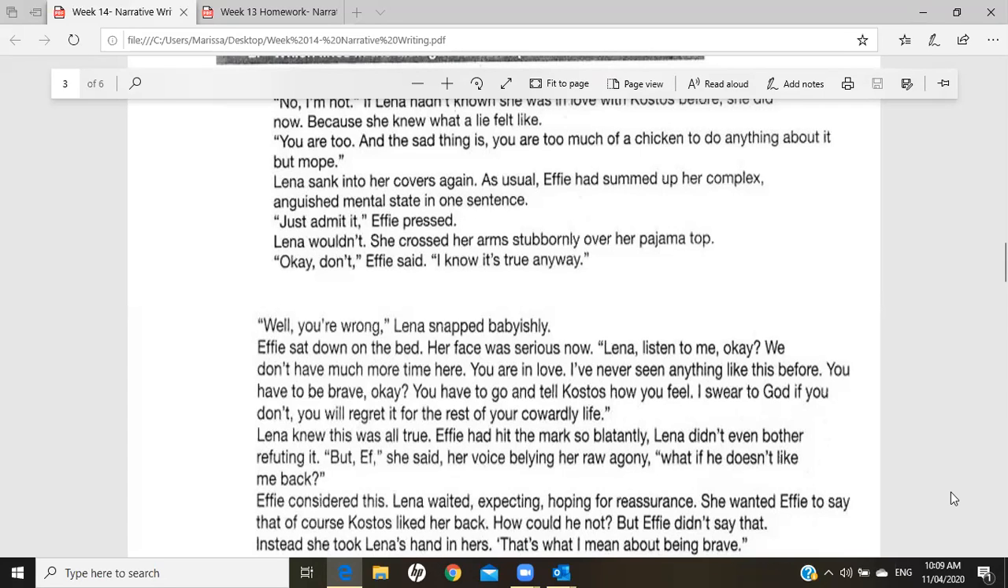Yeah, and poor Lena, she wasn't tough enough to stand up to Effie because Effie was so persistent, telling her, yes, you like him, but Lena didn't even snap back at Effie. Lena actually kept herself composed pretty well. So maybe Lena was even too shy to defend herself, to stand up to Effie.